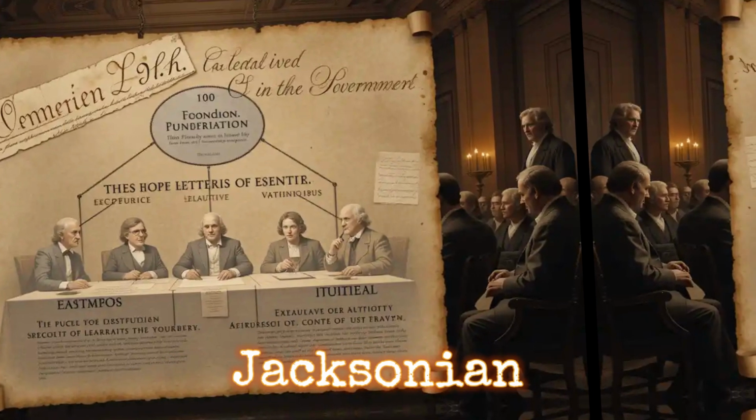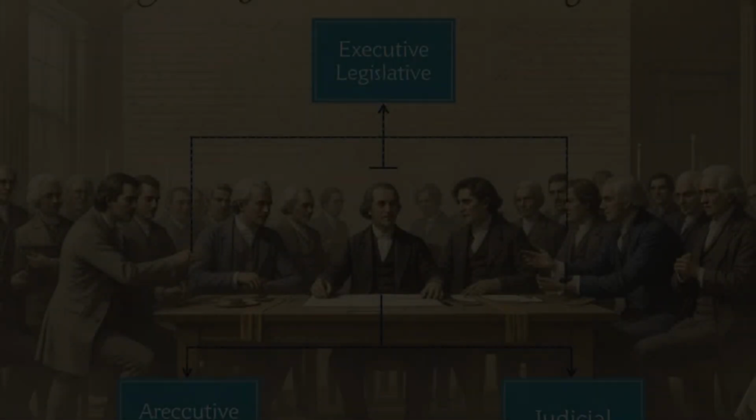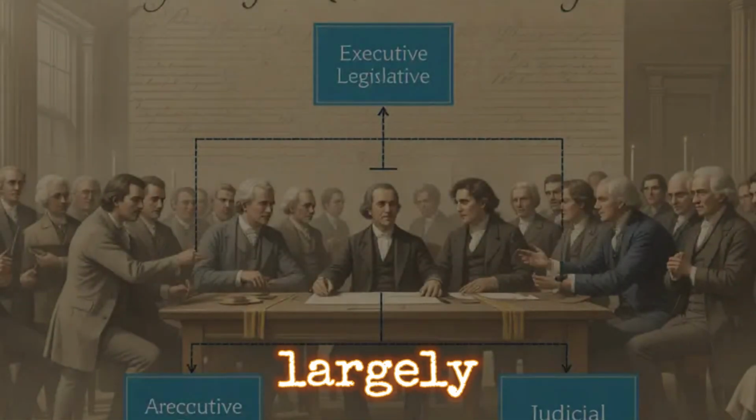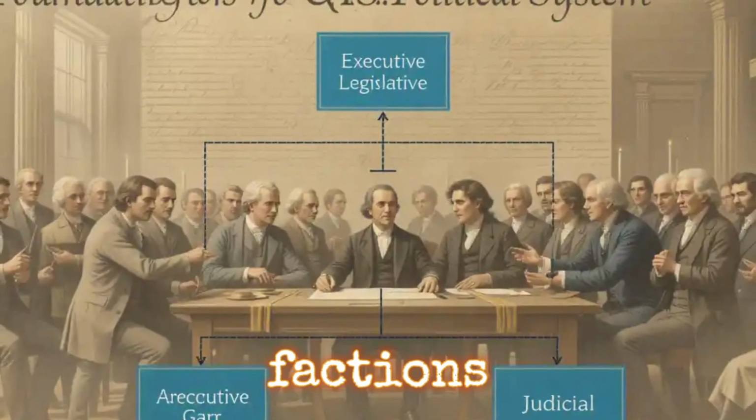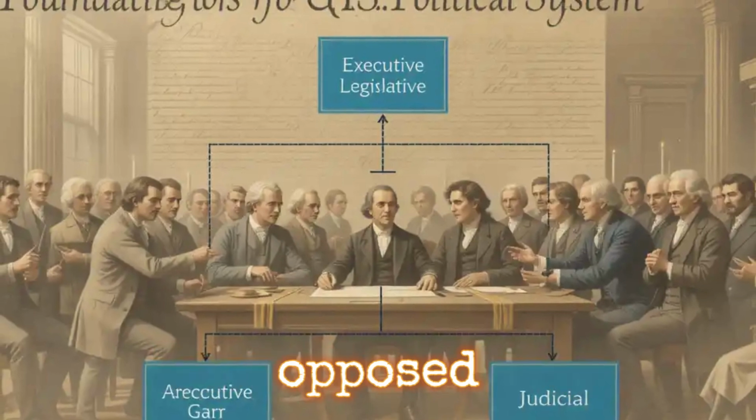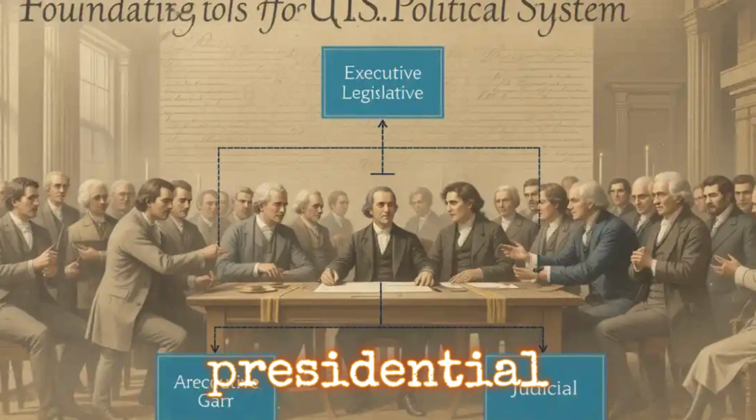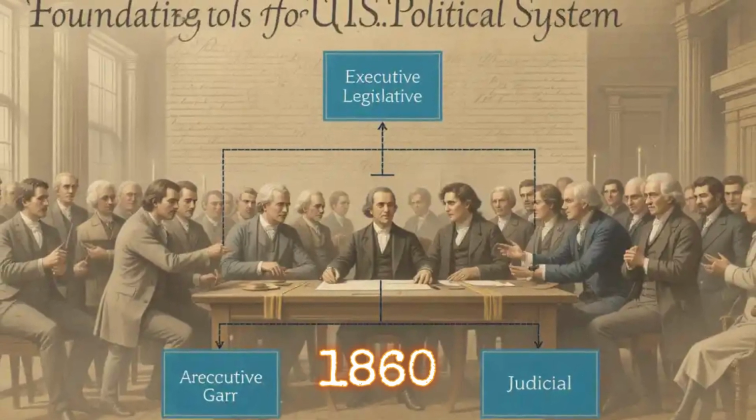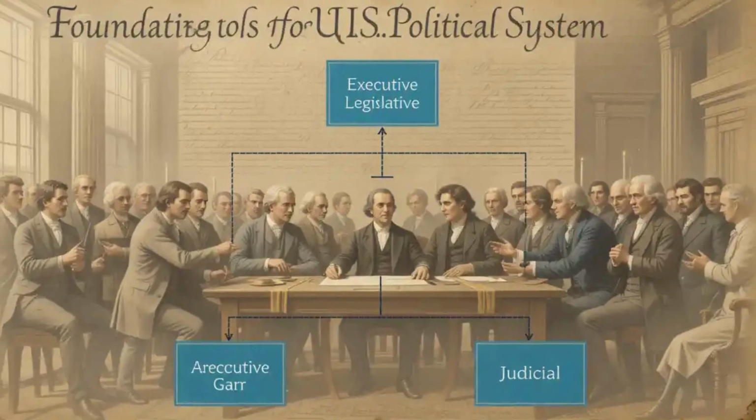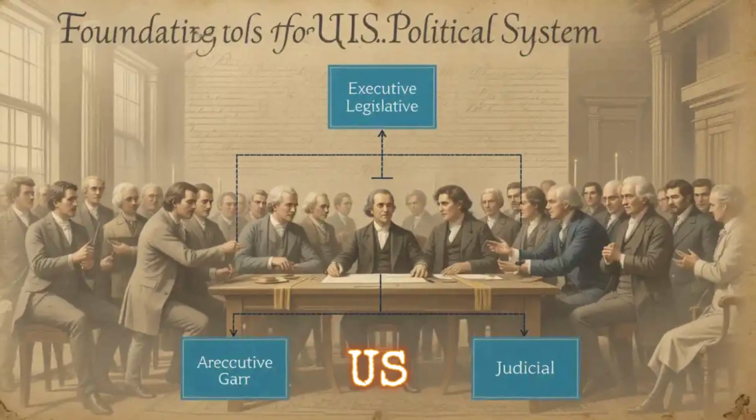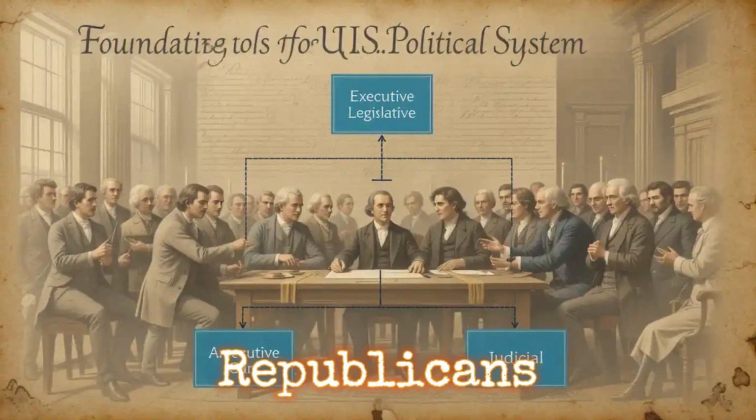In reaction to Jacksonian politics, the Whig Party arose, advocating for modernization and federal investment, but it collapsed by the 1850s, largely over the issue of slavery. In 1854, abolitionist factions united to form the Republican Party, which opposed the expansion of slavery into new territories. The party's first successful presidential candidate, Abraham Lincoln, won in 1860, triggering the secession of Southern states and the onset of the Civil War. From that point onward, the U.S. became solidly entrenched in a two-party system: Democrats and Republicans.